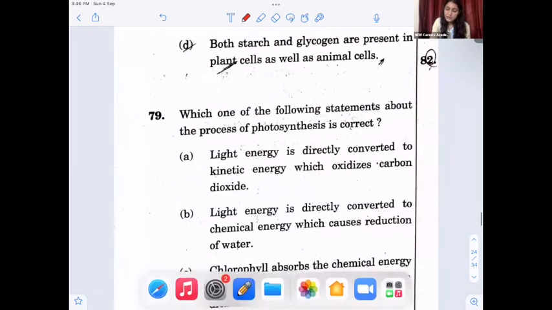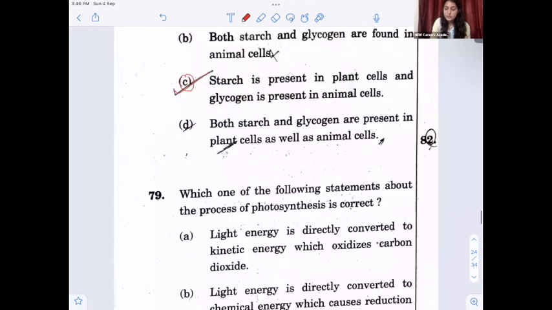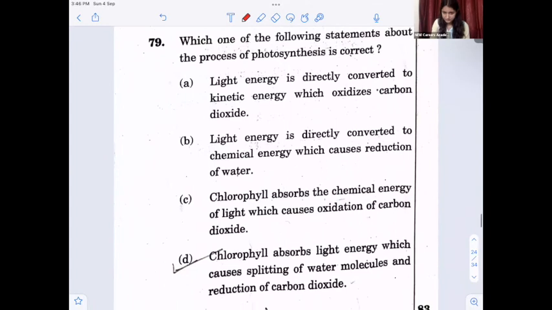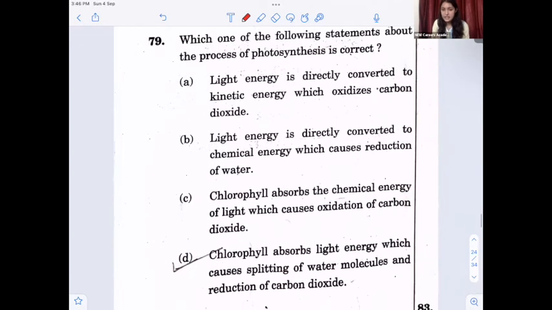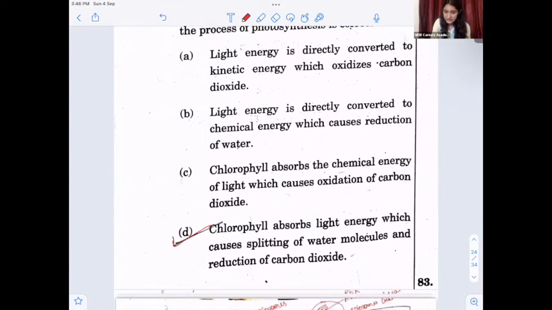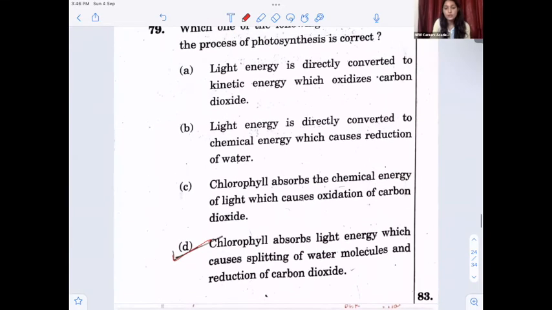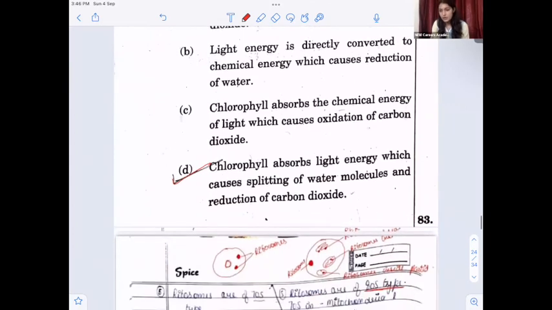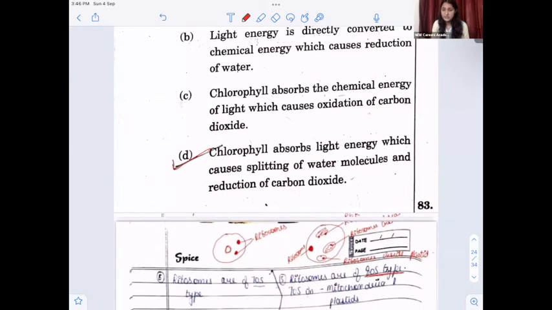Next, which one of the following statements about the process of photosynthesis is correct? Here light energy is used to split water, and electrons are released. Then the electron transport chain follows. So option D, chlorophyll absorbs light energy, which causes splitting of water molecules and reduction of carbon dioxide. Carbon dioxide is reduced into glucose.